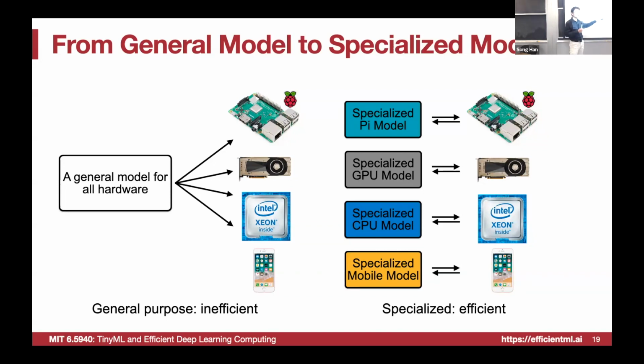High-end CPU, low-end CPU, they all have different sizes of cache, right? So here, specialization is a very good approach to improve the efficiency. You want to have a specialized model for the Pi, a specialized model for the GPU, a specialized model for the CPU, for mobile, etc. But what is the overhead here?